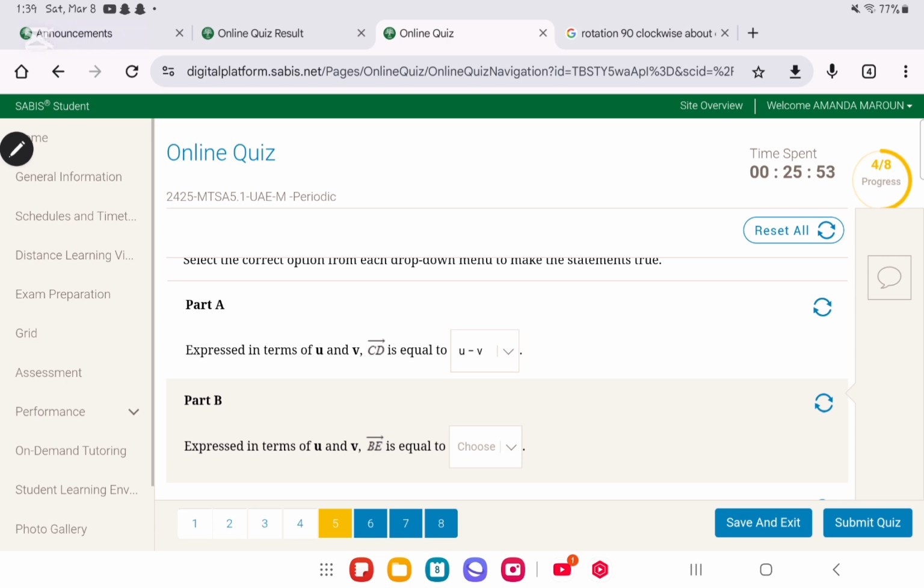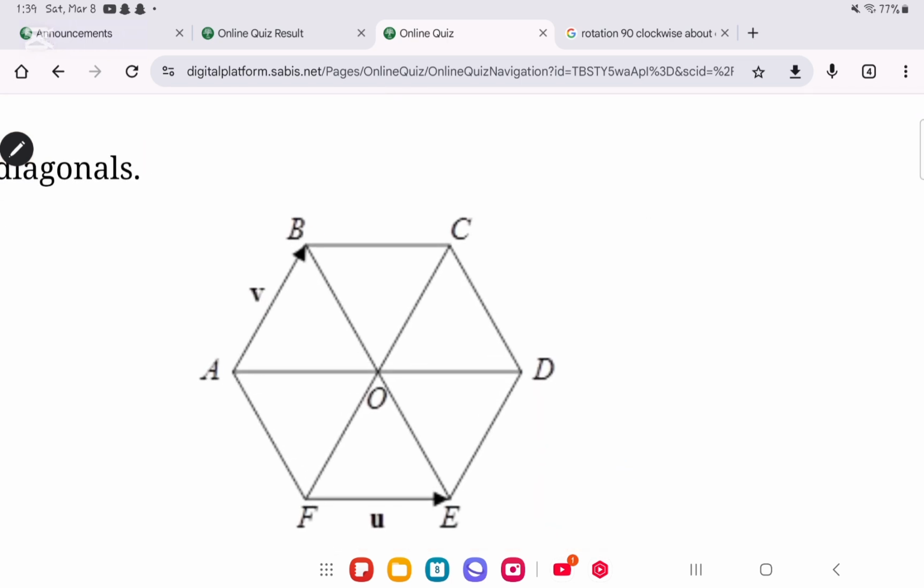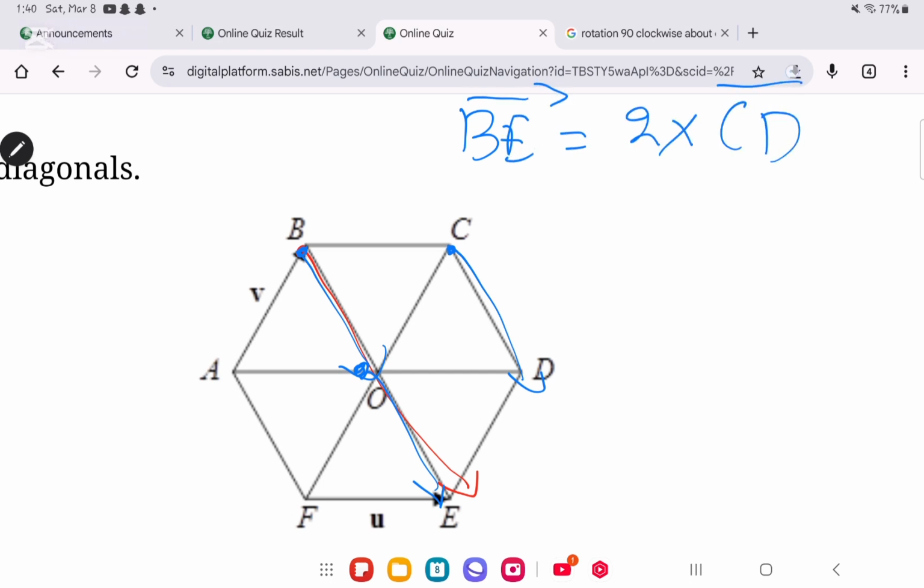Expressed in terms of U and V, BE is equal to, we need to find the value of BE. There are a lot of ways to find the value of BE. You could either take it from here, so like this, 1, 2, 3. This is one way to do it. But personally, how I would prefer to do it is like this. You can see that BE is parallel to CD. And we said that all the segments are equal to each other. That means CD is equal to BO, and it's also equal to OE. So you are putting CD, but 2 times. That means BE is equal to 2 times CD.